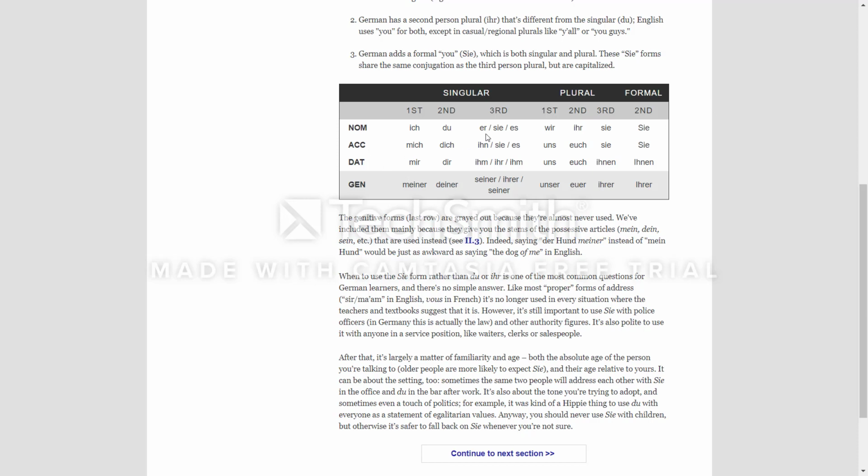For the accusative, we have some of the same distinctions. Again, we have sie, and sie, working as described before. And we also have you, a particular spelling, and another particular spelling for plural. Sorry, you singular here and you plural here.